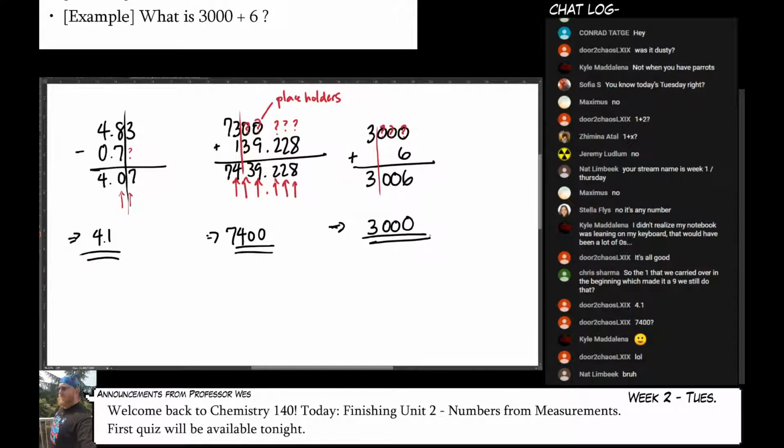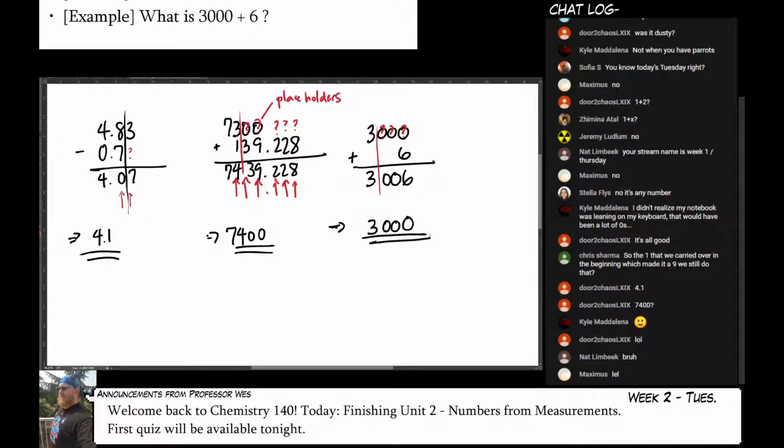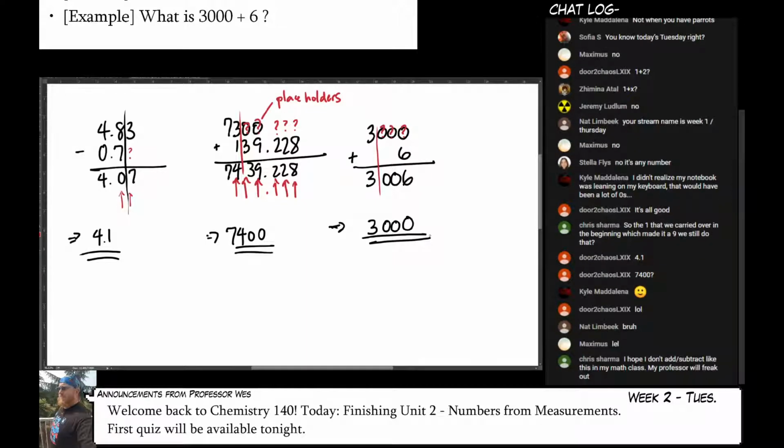Obviously, there's a 6 there, but where did the 6 go? And the answer is, well, we don't have that information because the random value of those placeholders messes up the precision of the 6. And here's how we're going to show that.